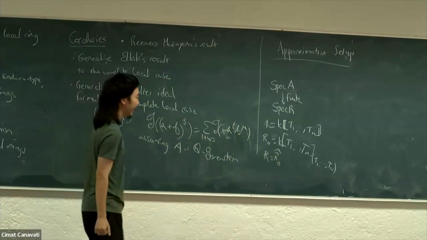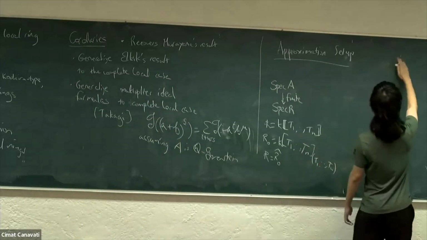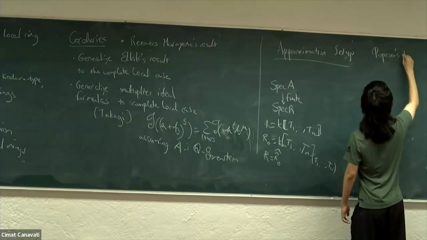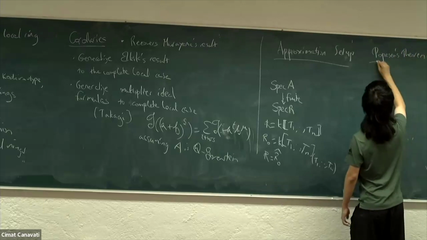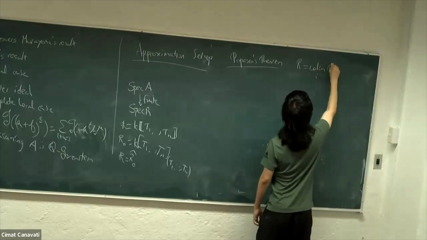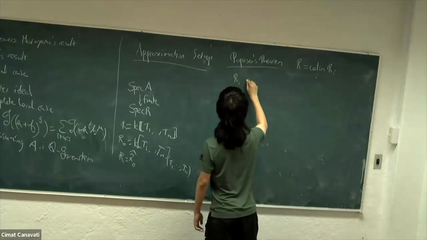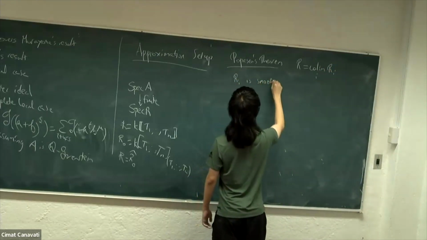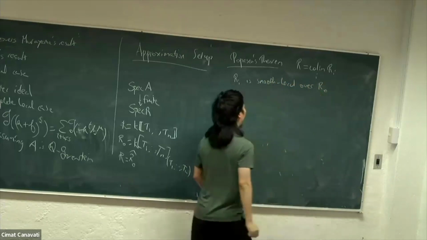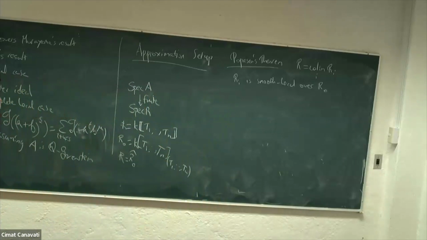So we know by Popescu's theorem, general Néron desingularization, I know R is the filtered colimit of rings Ri, where each Ri is smooth local over R0. So they are localizations of smooth R0 algebras. In particular, they are essentially of finite type over the field K, and also they are regular local rings.